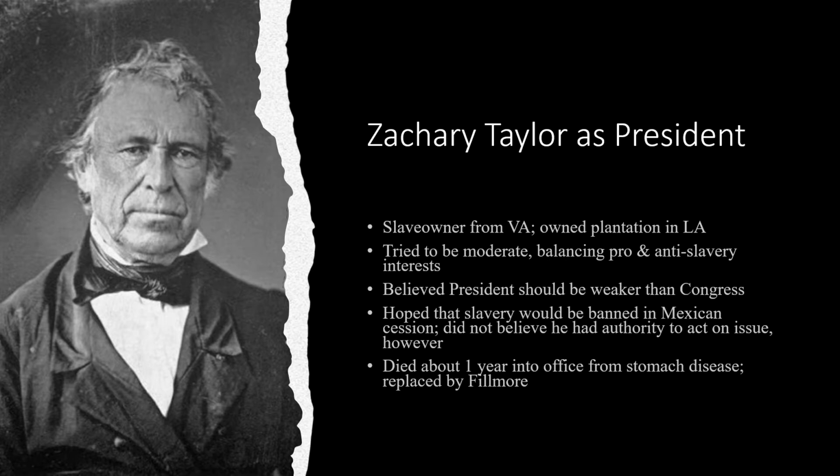As president, Taylor tried to be moderate, rebuffing both anti- and pro-slavery politicians. He also believed that the office of the president should be weak, and the legislative branch of the U.S. government should be the most powerful. On the issue of the Mexican cession, Taylor, though he was a slave owner, hoped that slavery would be banned from the region, although he did not believe he had the authority to prohibit it himself.